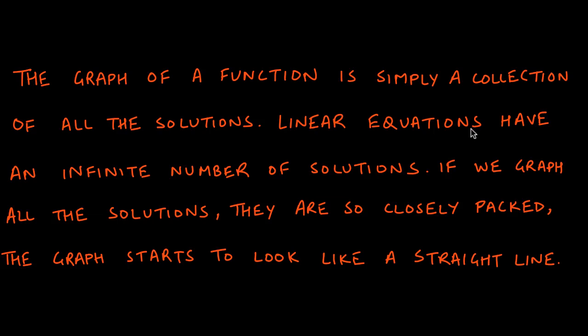Now, linear equations, and this I should have mentioned here, so please put it in. Linear equations in two variables have an infinite number of solutions. So a linear equation in one variable has three possible answers. It could have one solution, no solution, or an infinite number of solutions. Linear equations in two variables always have an infinite number of solutions. And if we were to graph all the solutions, they're so closely packed that the graph basically starts to look like a straight line.